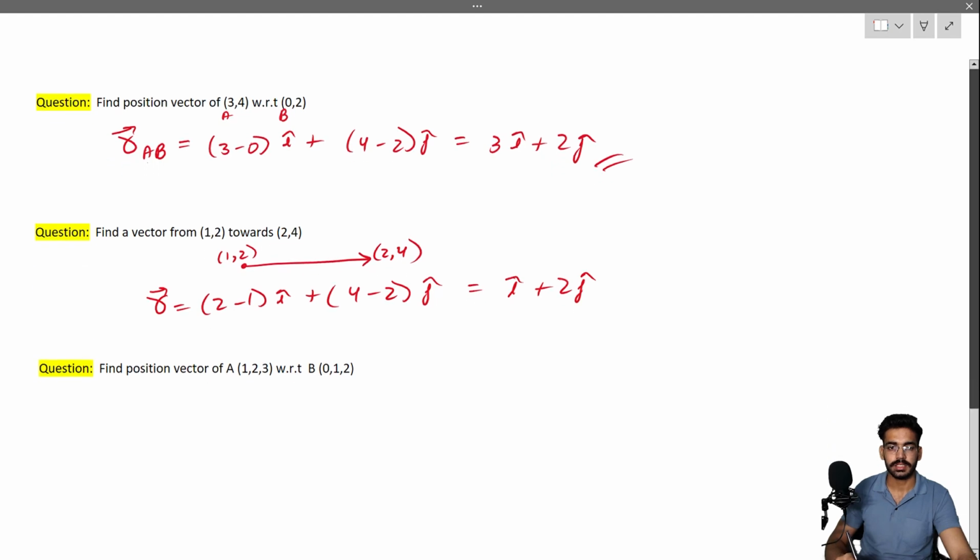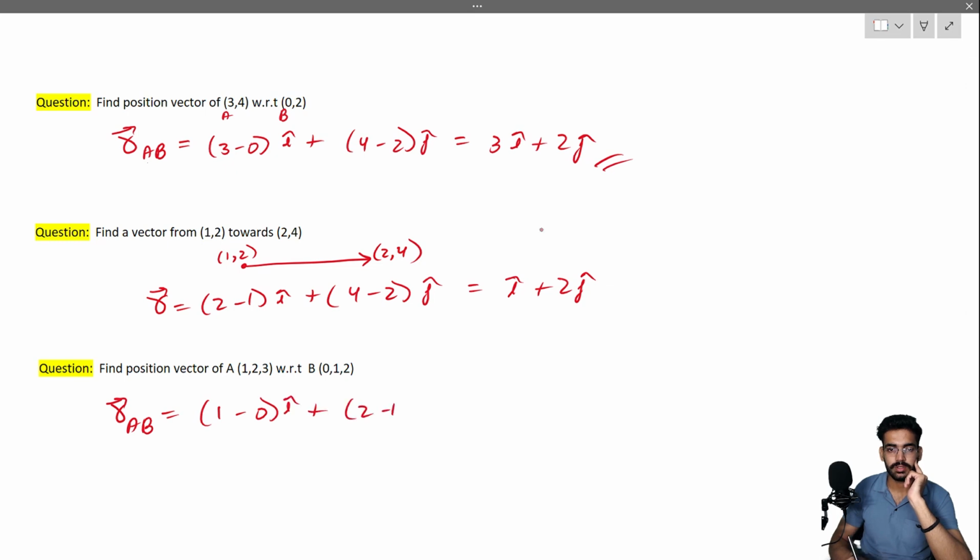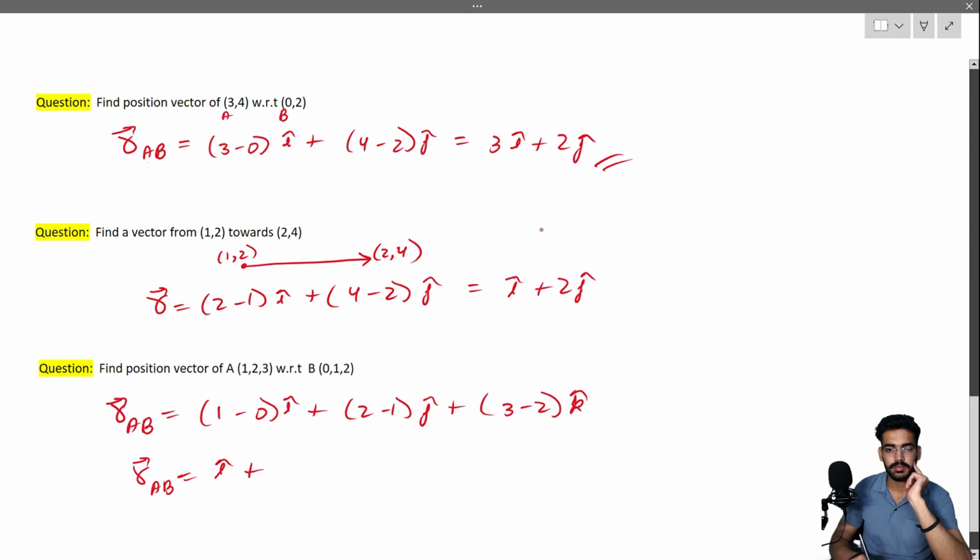Okay, next question is find position vector of A with respect to B. So A and B are given. So R AB, A with respect to B. So this should do the subtraction. 1 minus 0 i cap plus 2 minus 1 j cap plus 3 minus 2 k cap. Okay, so R vector AB is i cap plus j cap plus k cap. This is my RAB. Okay, I hope this is clear.